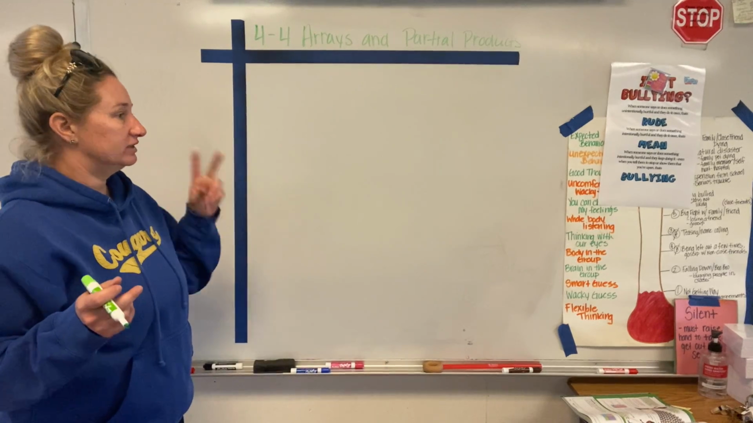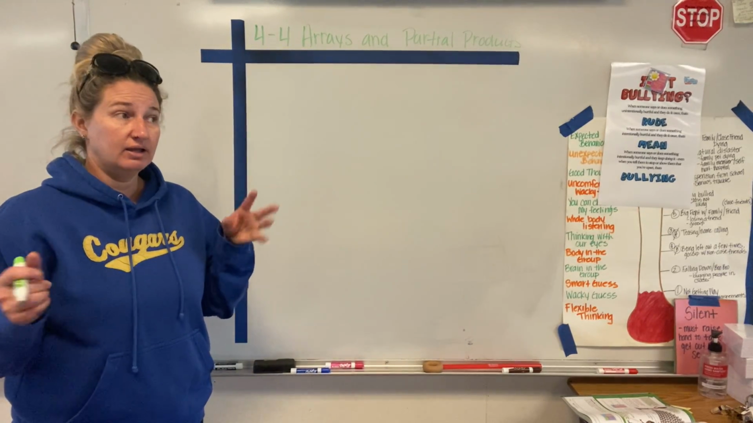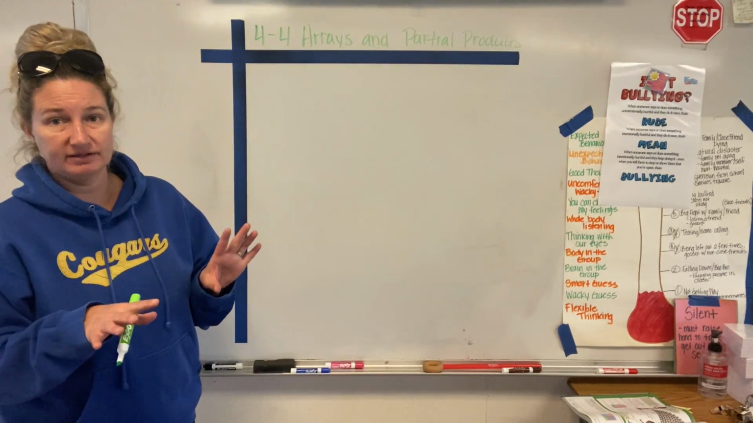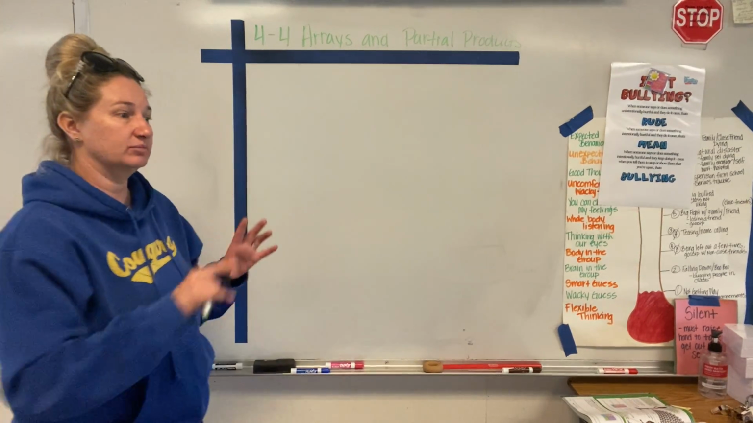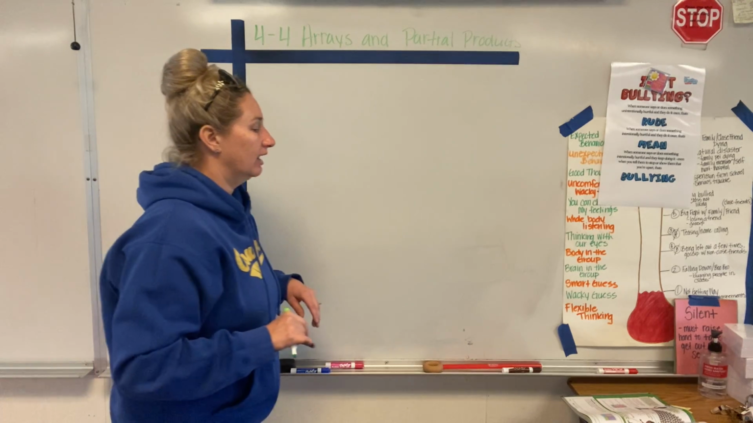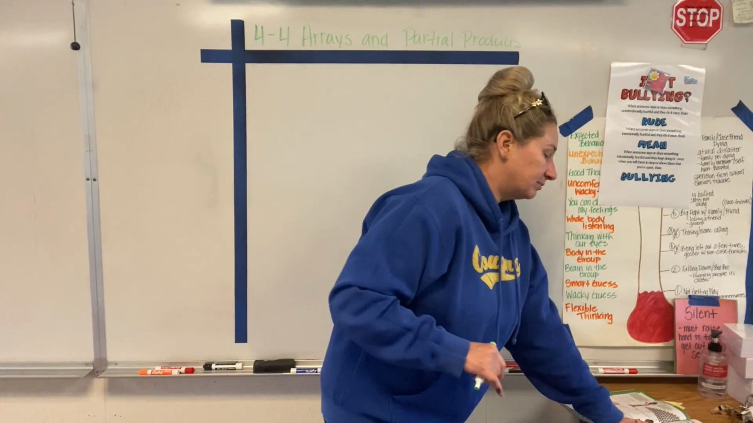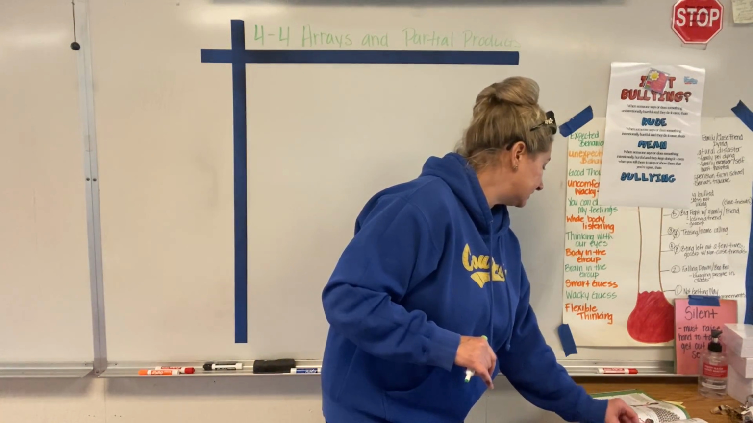We're multiplying 2-digit by 2-digit numbers. None of them end in zeros, okay? So we're not going to be using our just add the zero onto the end rule, okay? We're going to have to multiply each place. And we're going to use the box way to do it today, okay?